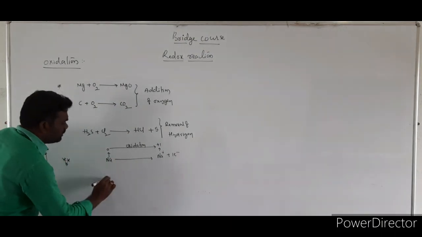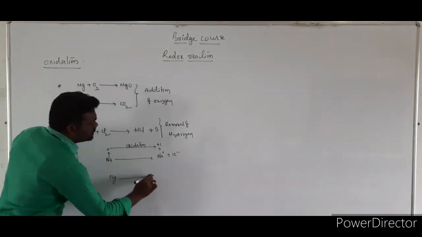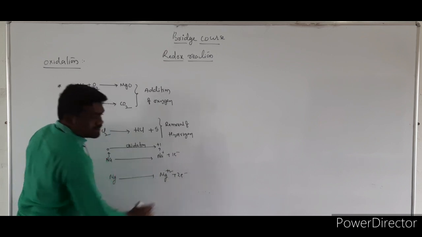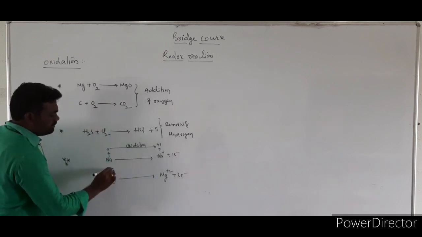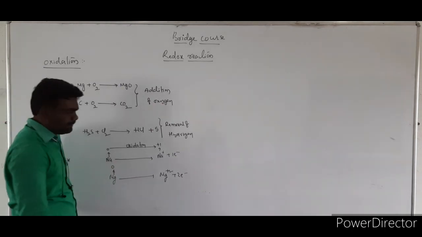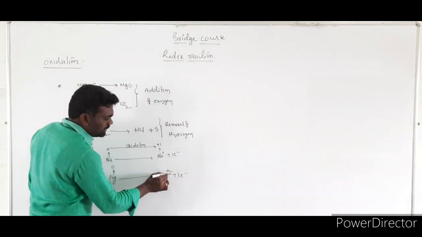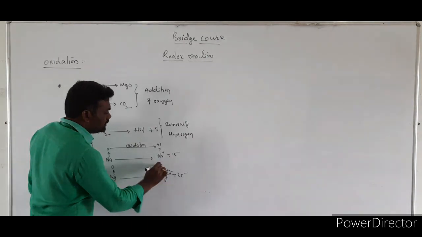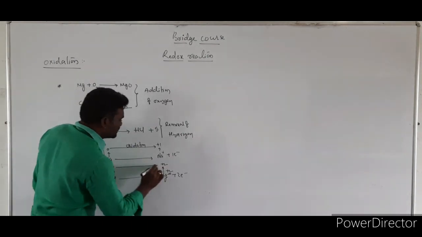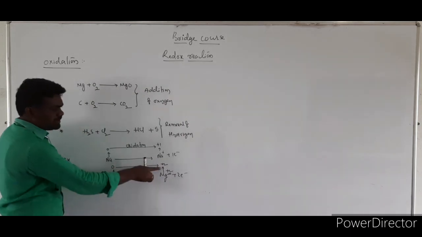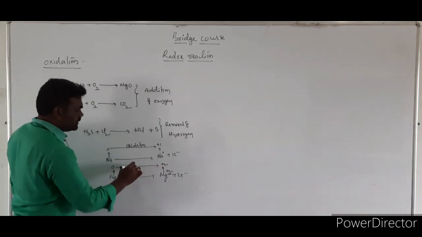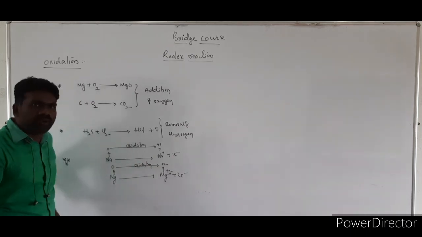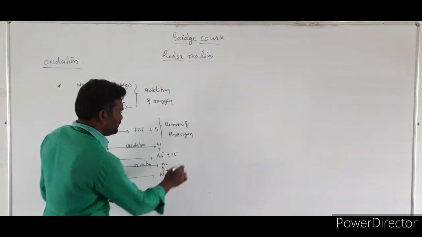I will take one more example, magnesium. Magnesium loses 2 electrons and is converted into Mg plus 2. Magnesium is an element, its oxidation number is 0, the elemental state. The charge present on the magnesium ion is plus 2, so the oxidation number of magnesium is plus 2. So 0 to plus 2, the number is increased. So it is also nothing but oxidation. Increase in oxidation number is called oxidation.